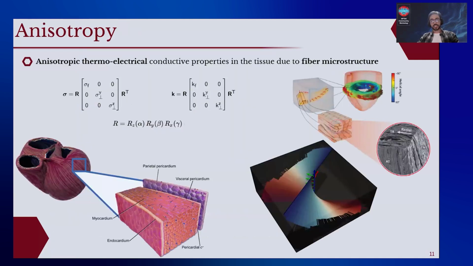The cardiac tissue is known to be anisotropic due to the inner fiber microstructure. So we account for this in the tissue model by using an electrical and thermal conductivity tensor, and they are defined based on the fiber direction, which rotates intramurally.